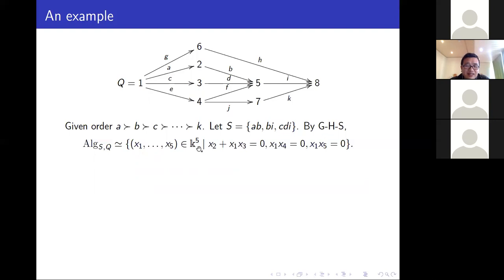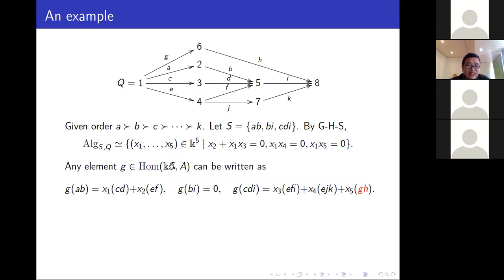This example is from this paper, and Green, Hille and Schroll compute this variety, just given by these equations, in 5-dimensional affine space. And okay, let me show you how to use the Maurer-Cartan equation to get these equations.